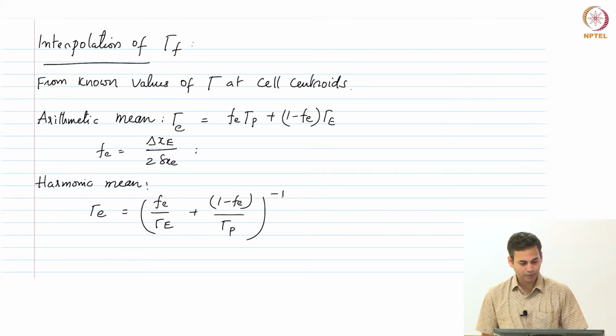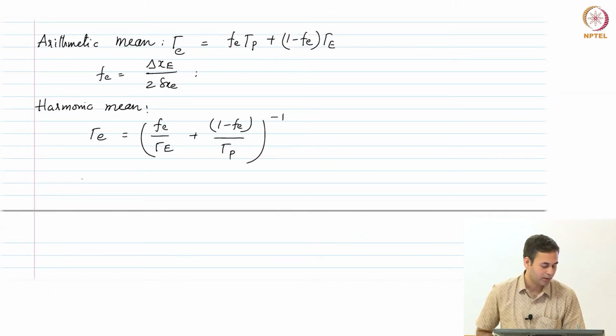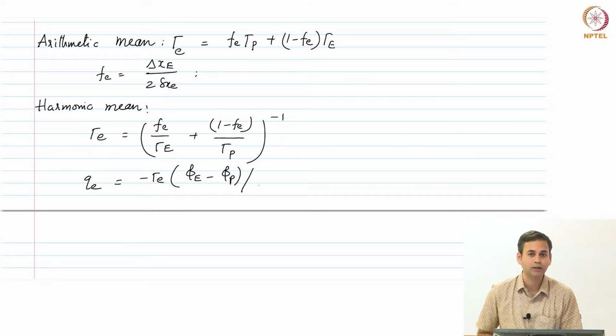We also had a couple of different formulae through which we have derived this. That was the QE formula, right, which was given as minus gamma E times phi east minus phi p upon del x e, right. This is one formula we have used in order to arrive at the gamma on the faces, by correctly modeling the heat flux. Okay. All right. So, that is what we have.